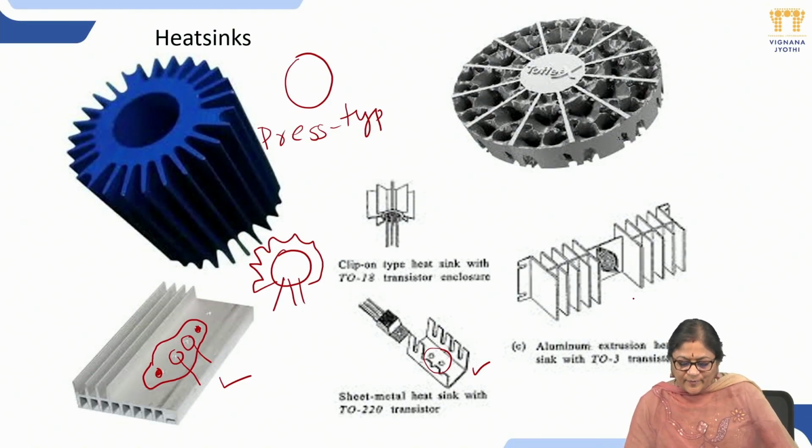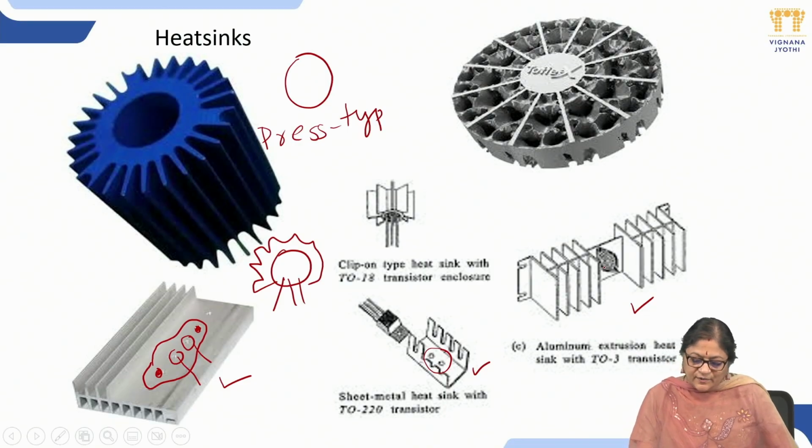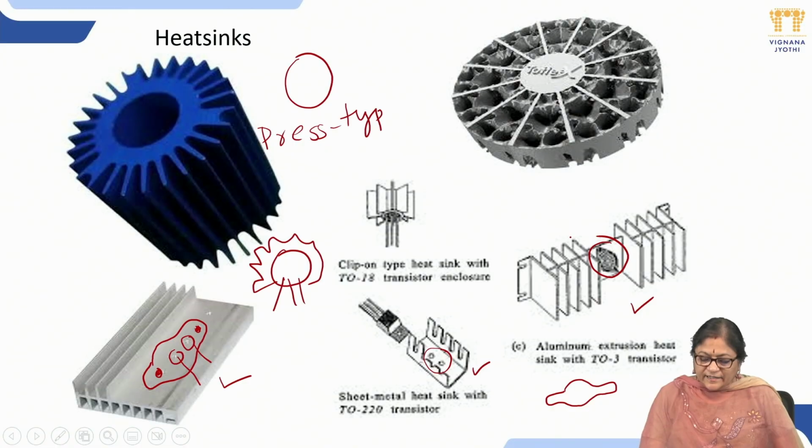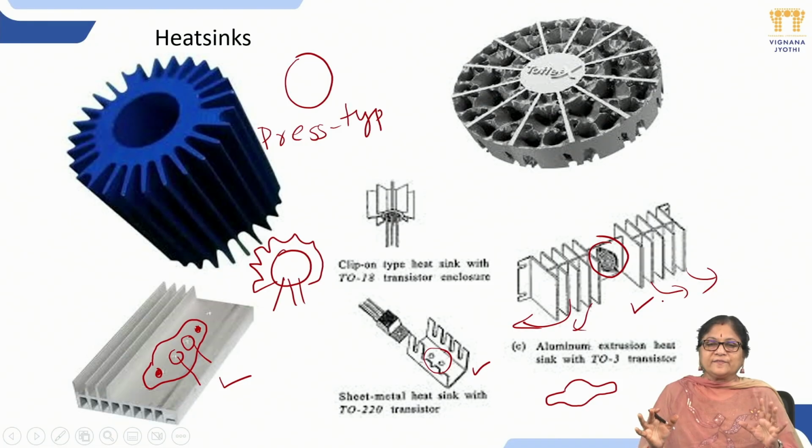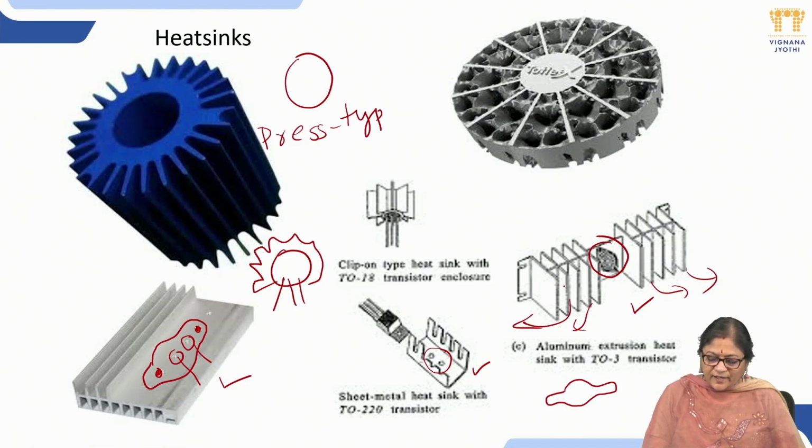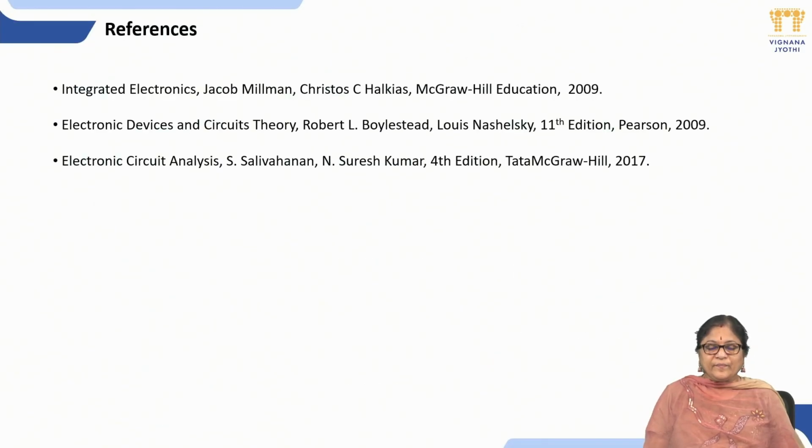And this is another type of construction. This is aluminum construction, with the TO3 transistor. A TO3 transistor means the transistor will be of this type. You have to fix the transistor at the middle, and the heat will be radiated through these fins, something like big ears for an elephant. You have to use these extra ears to pass the heat into the free space.